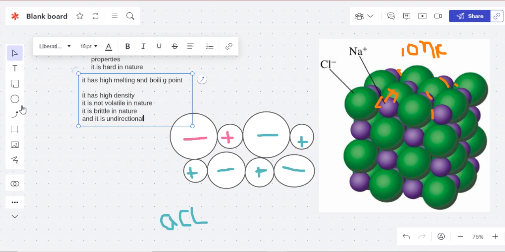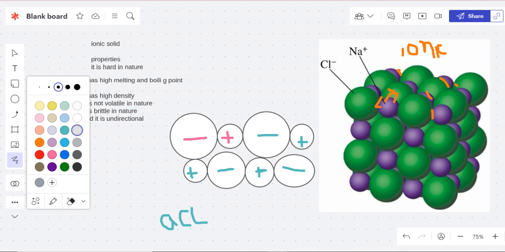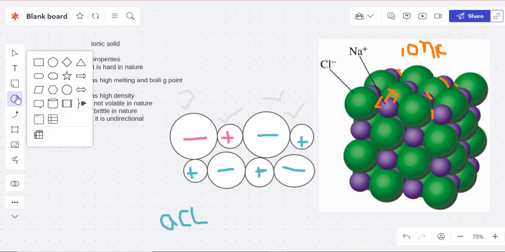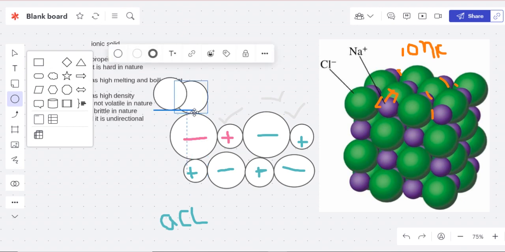Let's deal with it. The arrangement of this ionic solid is something like this. This is a cation, this is an anion, this is a cation, this is an anion, this is a cation. The anion is larger in size, but the cation is smaller in size. So this is the arrangement of sodium chloride.